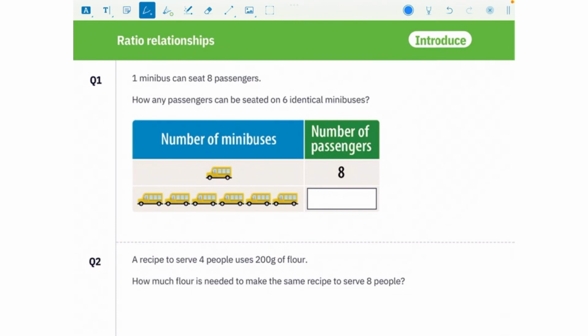One minibus can seat 8 passengers. How many passengers can be seated on 6 identical buses? Or I should say, how many passengers can be seated on 6 identical minibuses?